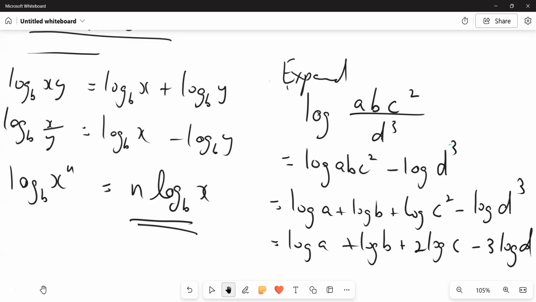So you apply all the laws in one here, right? In a single example, all three laws one time.